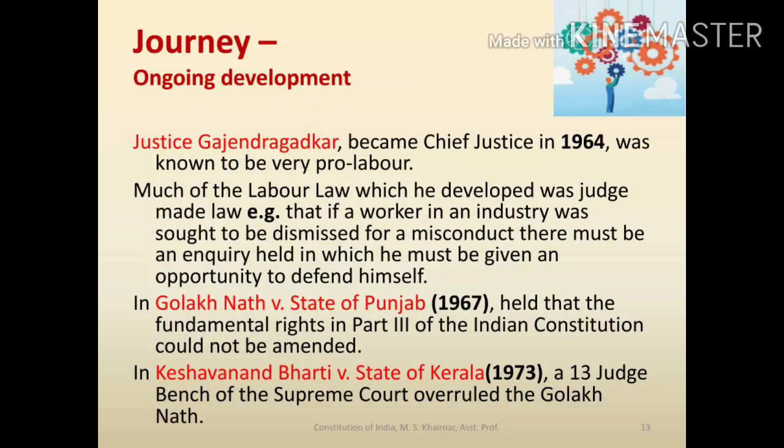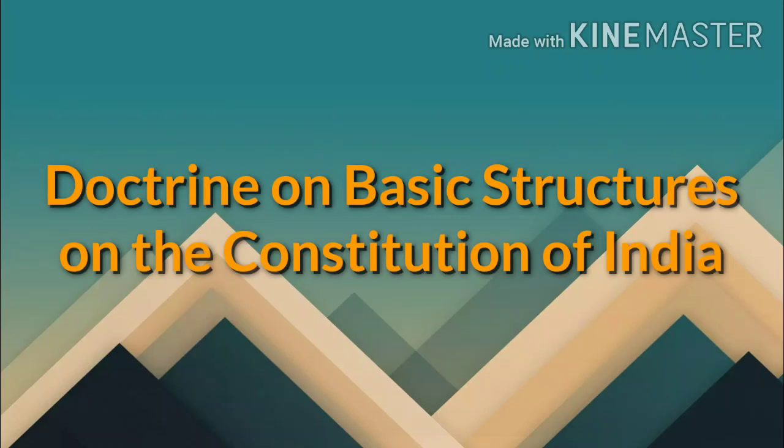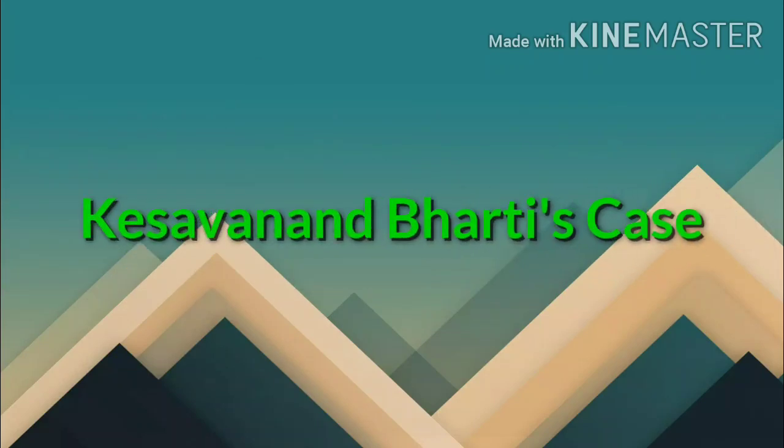For example, in Golaknath, the court held that fundamental rights cannot be amended, whereas this view was later changed in 1973 in Kesavananda Bharati, where a 13-judge bench overruled Golaknath and held that fundamental rights can be amended but not the basic structure. However, what the basic structure is has not been clearly mentioned. It was left to the discretion of the judges. This doctrine of basic structure is an outcome of judicial activism.